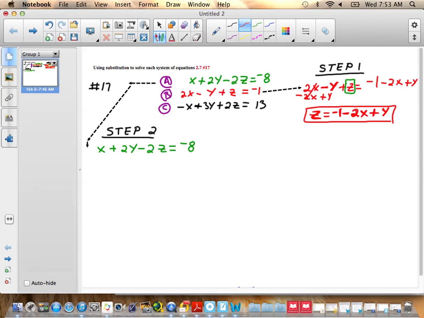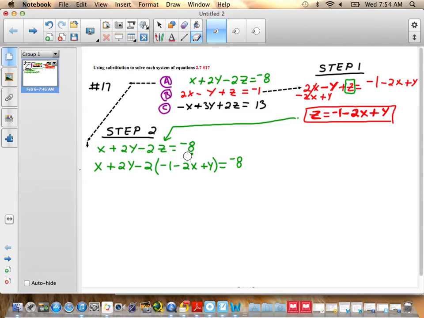So now I'm going to take this equation in step 2, and I'm going to say x plus 2y minus 2, and then I'm going to fill in z. I'm going to plug that equation in for z, so -1 minus 2x plus y. And then I still have my equals -8 that I have to put in here. So hopefully you see where that came from. I'm going to clean it up a little bit.